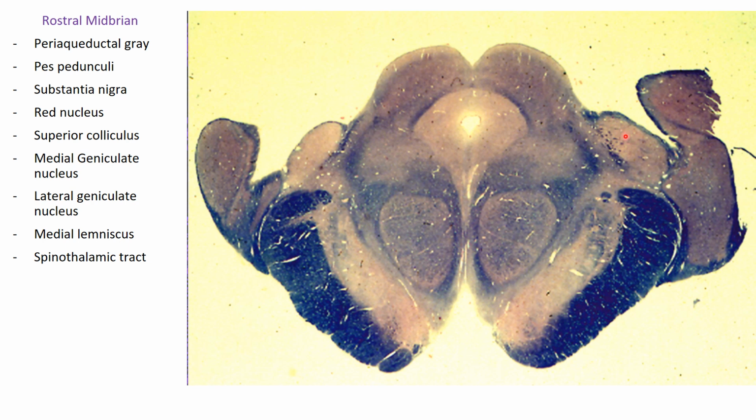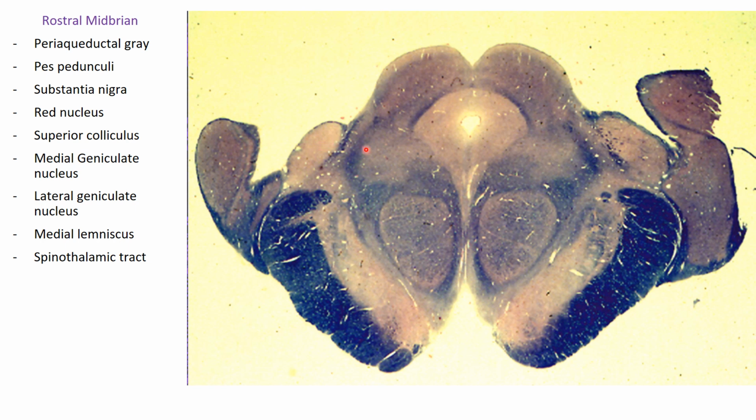So there's the medial geniculate nucleus located here. Now, you can, in this particular view, see the lateral geniculate nucleus located more laterally to the medial geniculate nucleus. So medial geniculate nucleus, lateral geniculate nucleus. Remember, superior colliculus communicates to the lateral geniculate nucleus. Inferior colliculus, which we can't see in this particular image, is communicating with the medial geniculate nucleus.